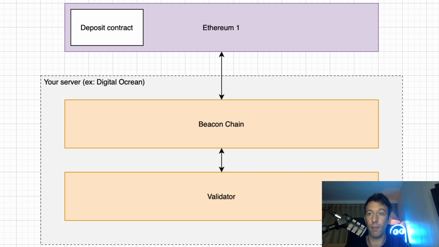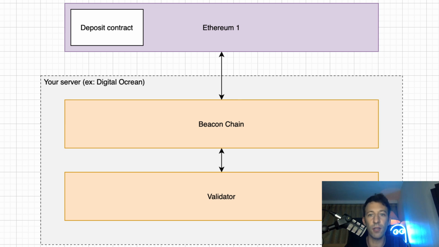Very important to note, once you send your 32 Ether to the deposit smart contract, there is no way of going back. You can't withdraw your Ether from the smart contract to Ethereum 1. This is a one-way operation. The only way to get your Ether back is on Ethereum 2. And even on Ethereum 2.0, you won't be able to withdraw your Ether right away. You will need to wait until phase 2 of Ethereum 2.0, which will probably be released in about 2 years. So you have to be okay with this commitment.